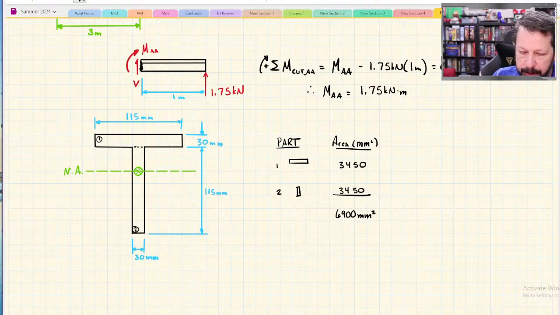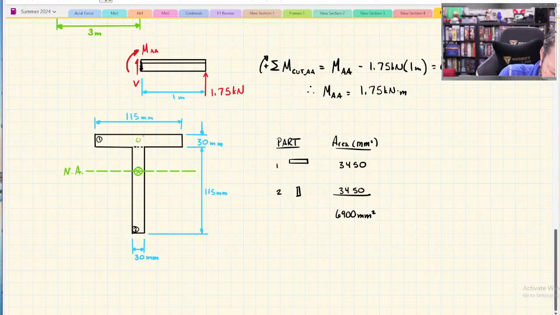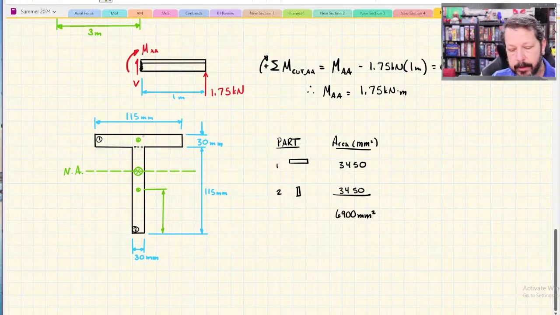Now what I like to do is go in and indicate where the centroid of each part 1 and part 2 is. So we'll put there, and we'll put there. Now I need to measure the distance that they both are from some reference axis. Normally, we're going to use the x-axis, or the bottom of the beam, as our reference.